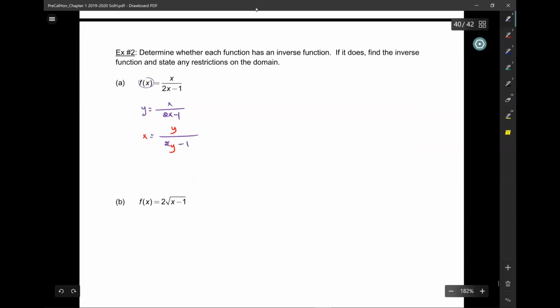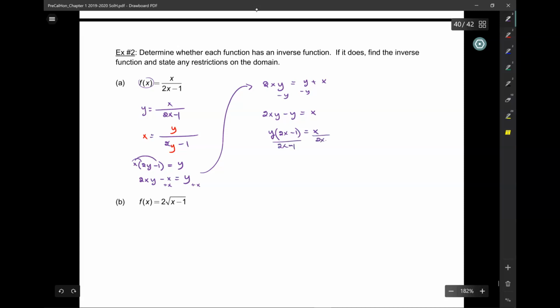All right. Now I need to solve this for y. I'm going to cross multiply. So x times 2y minus 1 is equal to y. Distribute: 2xy minus x is equal to y. Okay, we're going to go over here. Now what I'm going to do is add x to both sides. So that's going to be 2xy equals y plus x. Subtract y: 2xy minus y equals x. Remember, I'm still solving for y. Factor out a y, y times 2x minus 1 equals x. Divide by 2x minus 1. y is x over 2x minus 1.